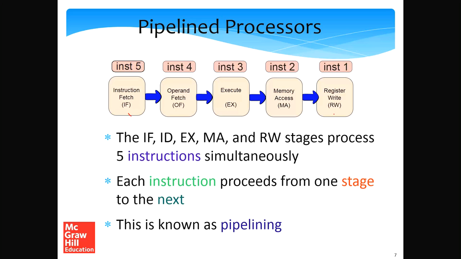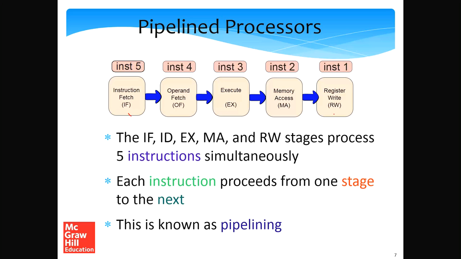So these are the 5 stages: IF, ID, EX, MA, and RW. And the stages process 5 instructions simultaneously. Let's assume that this is the case. So this will be similar to a car factory, where a car factory also has multiple shops, and a half-built car moves from one shop to the next. But no shop is ever idle.